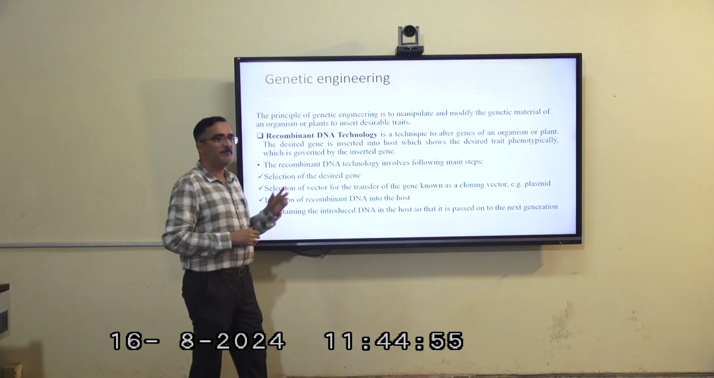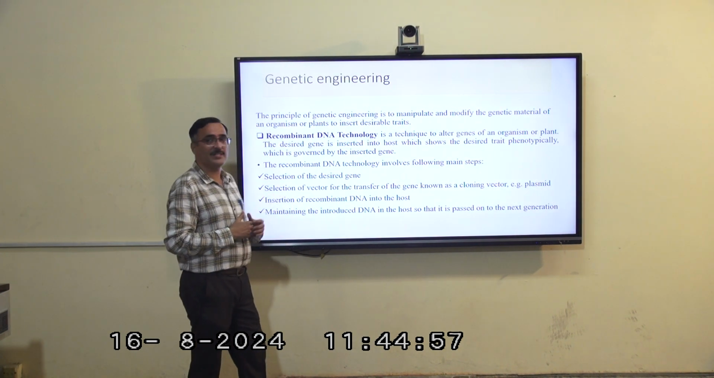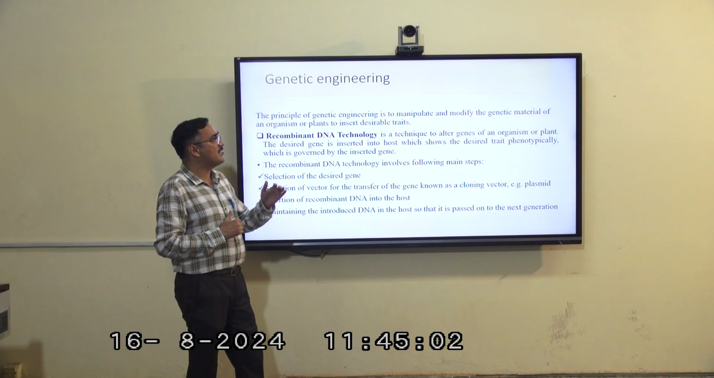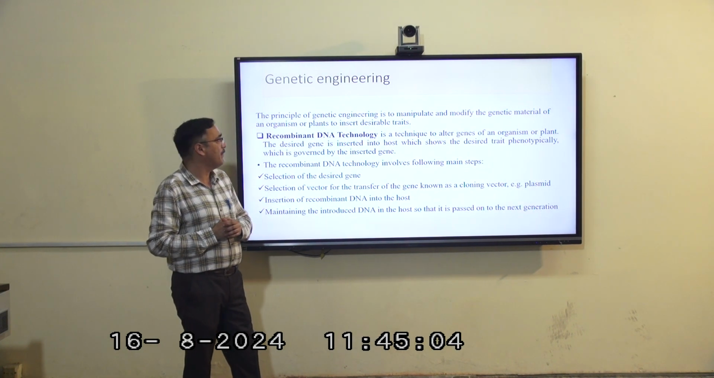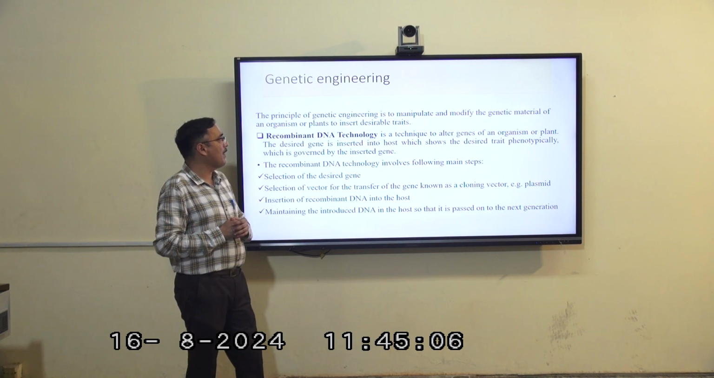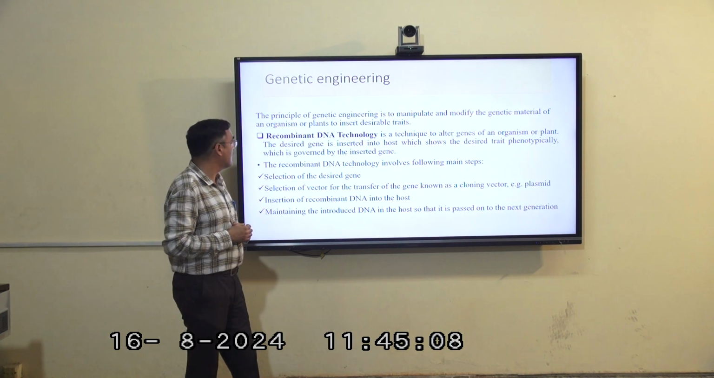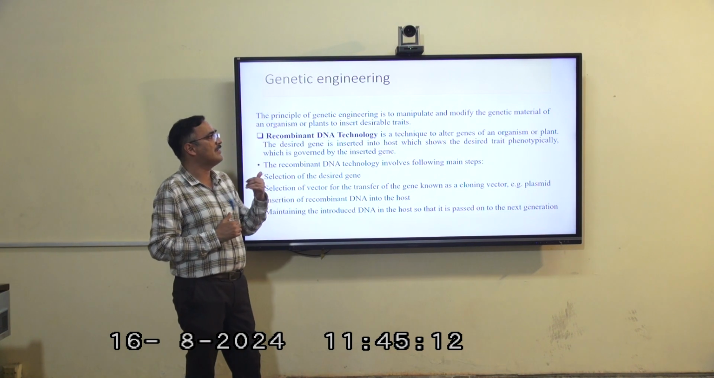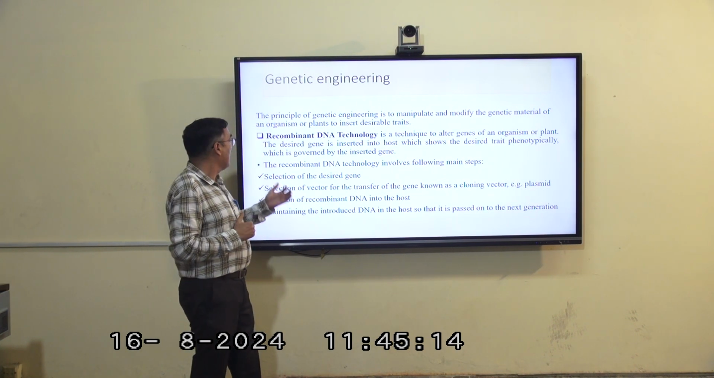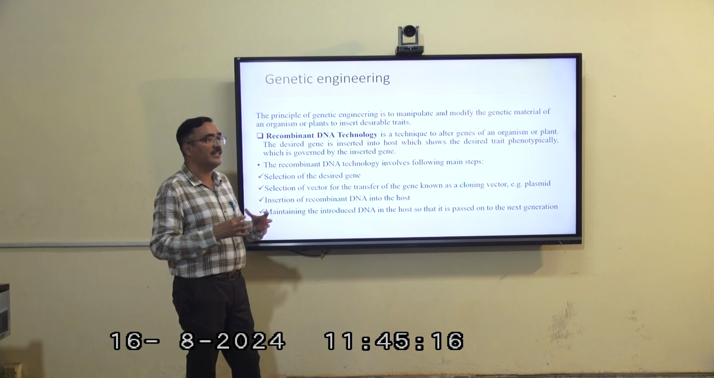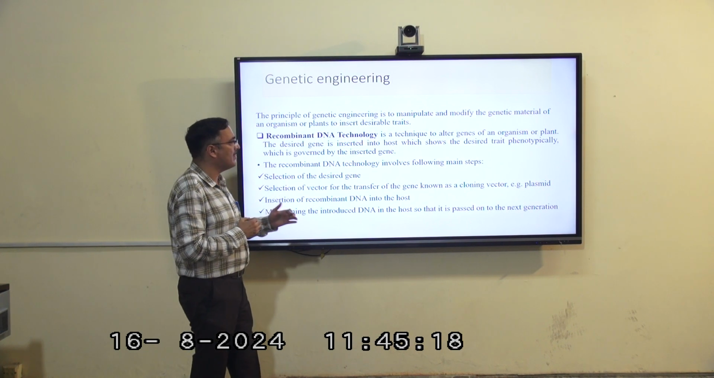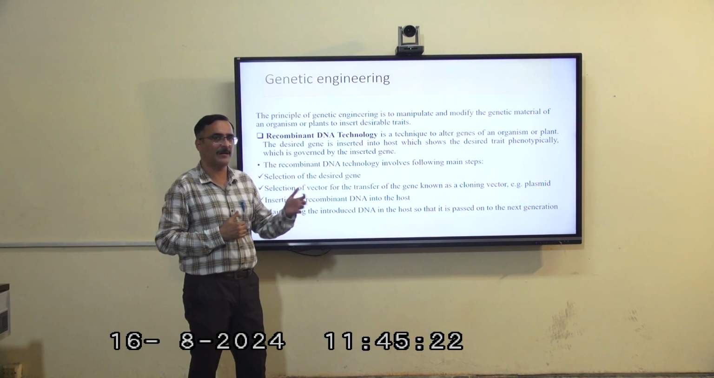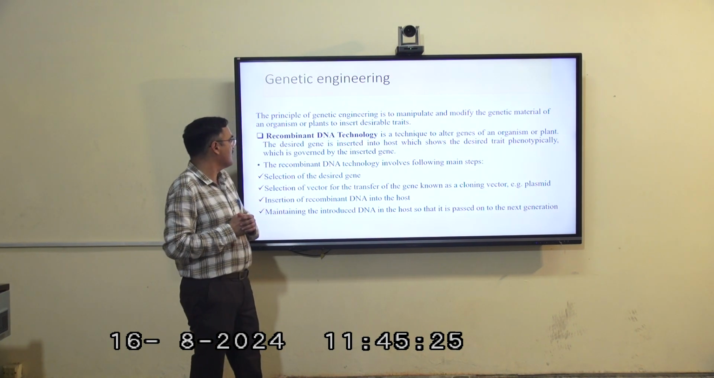Talking about them one by one, first we talk about genetic engineering. Genetic engineering is the manipulation and modification of the genetic material in an organism or plant to insert desirable traits. Recombinant DNA technology is a technique to alter the gene of an organism. The desired gene is inserted into the host cells, and after that we can identify the phenotypic expression of that particular gene in the host system.